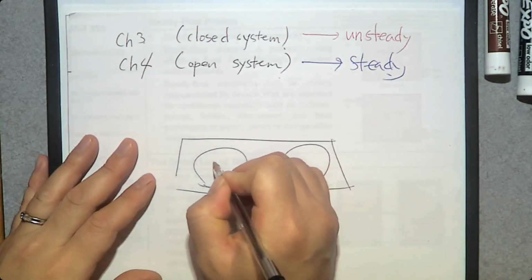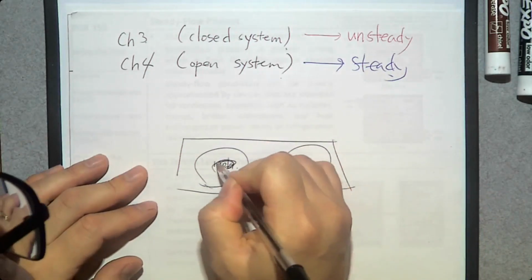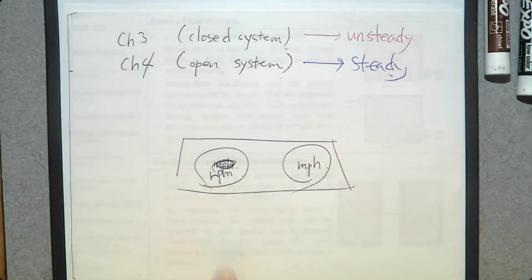So the left-hand side says RPM. The right-hand side says MPH. So what does this RPM mean? What does this gauge mean? Right. That means how fast your engine runs, right? What about this one? That means how fast your car runs, right? So these are the two gauges that you see often.